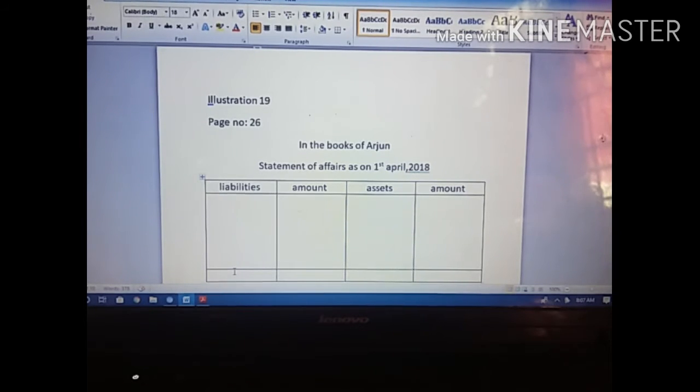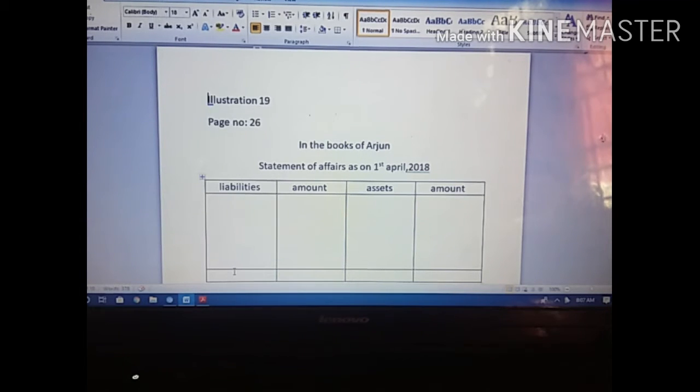So don't use the particulars column for amounts or calculations. In the particulars column you write only the particulars. Don't use any calculation for adjustment in the particulars column. Whenever you have an adjustment, you have to use the inner column. After adjusting, you post into the outer column. So don't forget to follow these things.